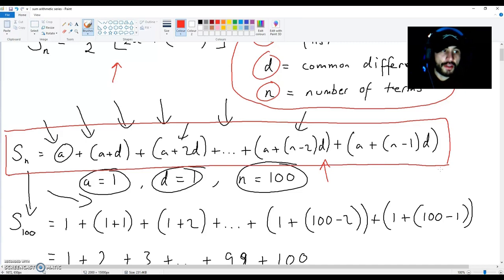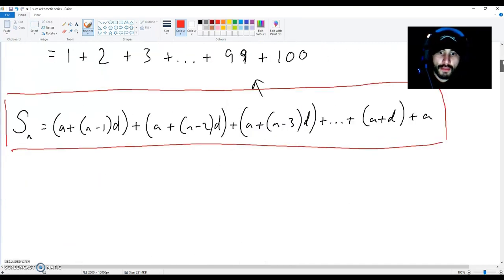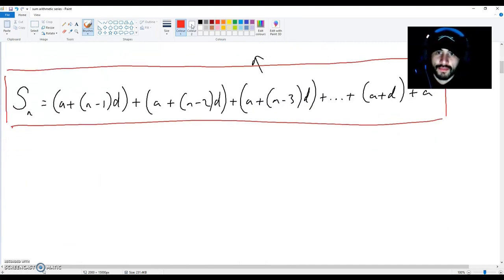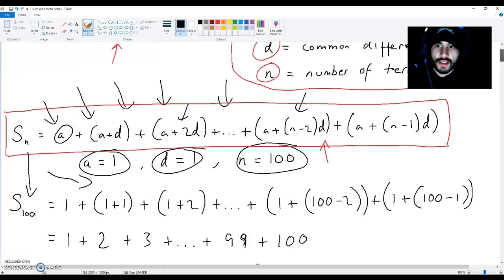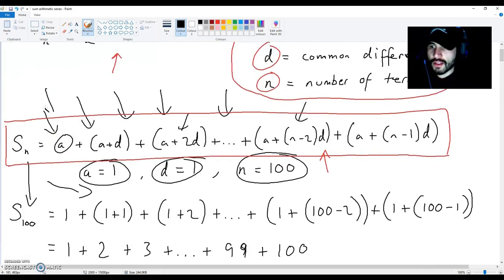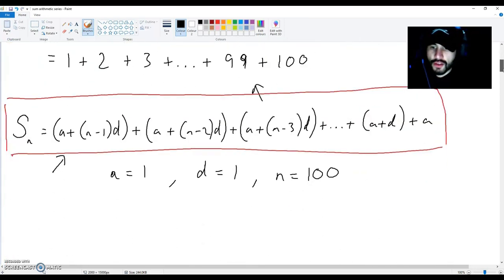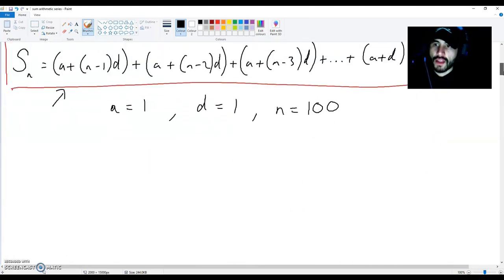And I'm going to show you that this is true by saying once again that A is equal to 1, D is equal to 1, and that N is equal to 100. Now, what you're going to recognize is that this equation over here is exactly the same as this one, but in reverse. Now I'll show you why this is true.